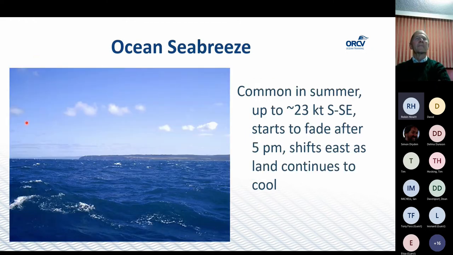Now this is an ocean sea breeze. You've got much cloud over the land and the sink is further in here to the land. You've got more wind. For example, in Port Phillip, the wind reaches up to about 23 knots in a developed sea breeze on Port Phillip.